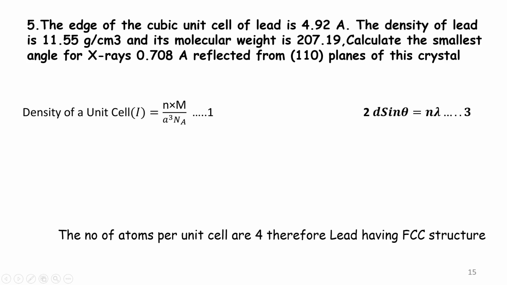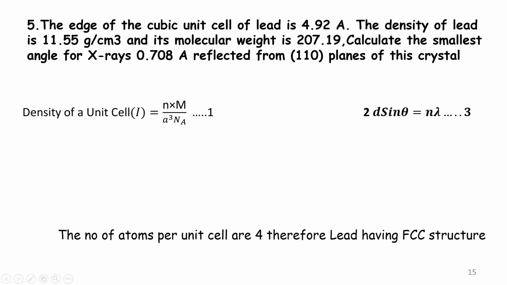So now students, in this problem the density is given and you have to find two things. Now one is to show which type of structure lead has, and second one is to determine the smallest angle, that is the value of theta.